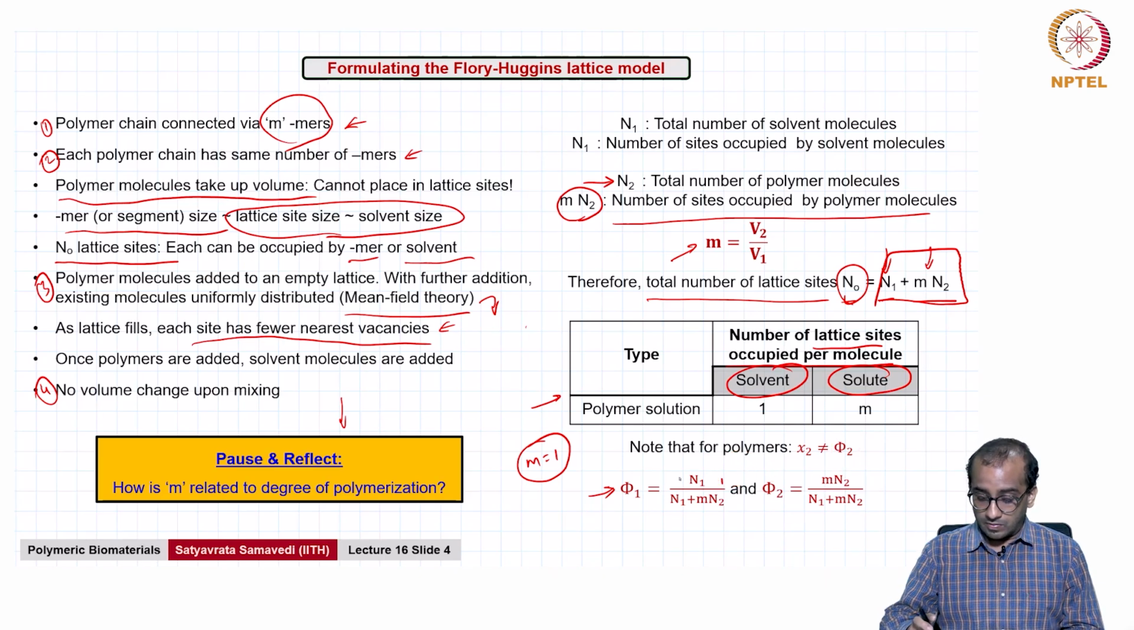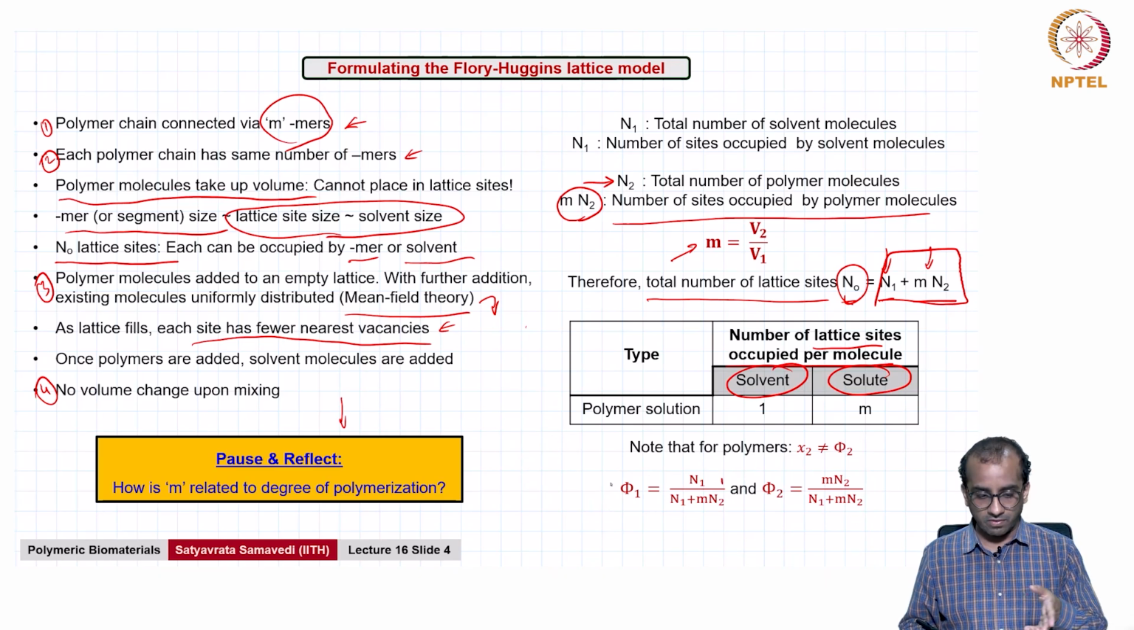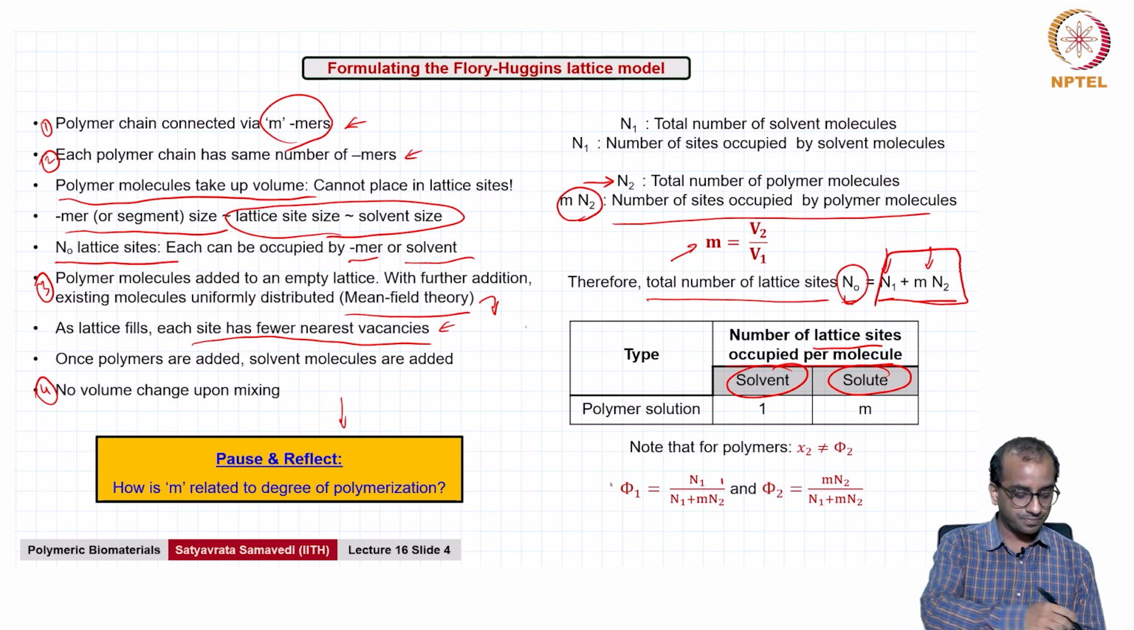So, two things to take away from this slide. One is, apart from the framework of the Flory-Huggins itself, that we have to account for the number of lattice sites occupied by the polymer molecules, and we are switching our nomenclature to volume fractions instead of mole fractions for polymers.